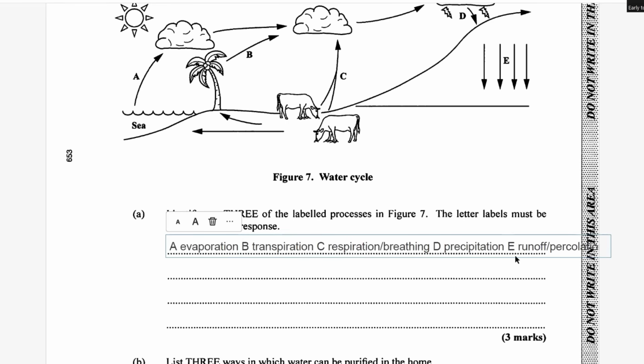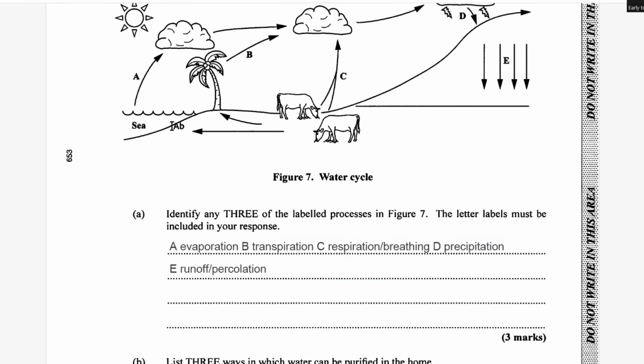We will do all. So A, evaporation, we have it coming from the sea, it's going up into the air, so that's liquid turning into gas. B, we have it coming from this coconut tree, transpiration. C, we have it coming from the animals. Now, some person might think, oh, I wonder if this is sweating. But if it was sweating, then it will be evaporation again.